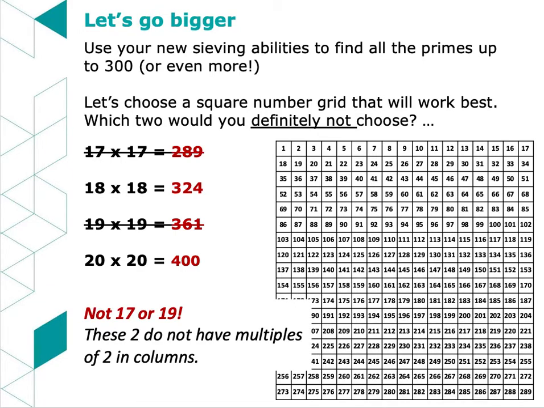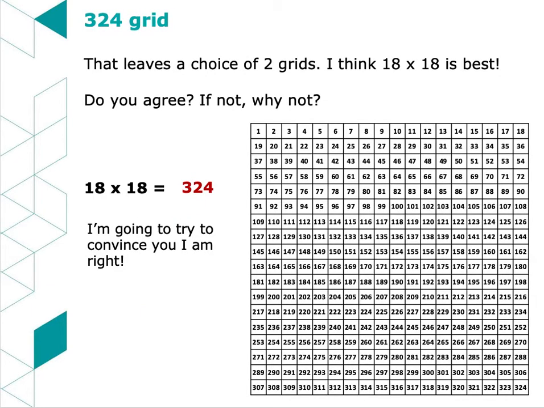Well, we definitely would not use a grid of 17 by 17 or 19 by 19. This is because these 2 do not have the multiples of 2 in columns, so it would be very difficult for us to cross out all the multiples of 2 very easily. That leaves us with 18 by 18 or 20 by 20. I think 18 by 18 is best. Do you agree? If not, why don't you agree?